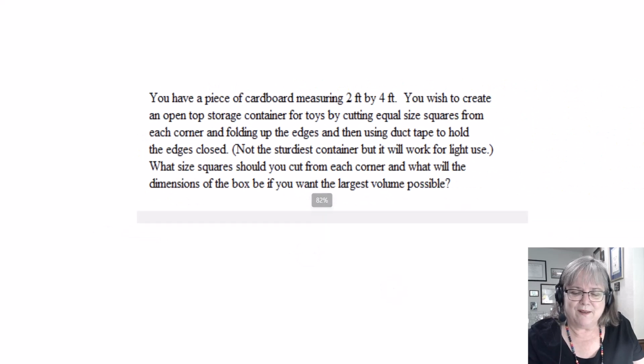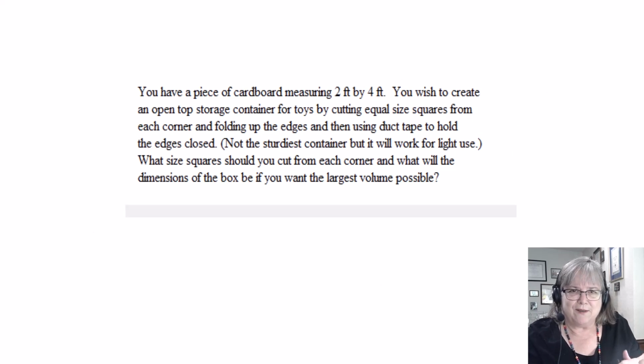One of the favorite questions that they always ask about optimization is to make this open top box out of a flat piece of cardboard. And part of me appreciates the math that goes with it, but part of me is like, I don't really want a box that's like that, because when you get it flipped up, it's not a very sturdy box. So I decided to put my own personal opinion in here.